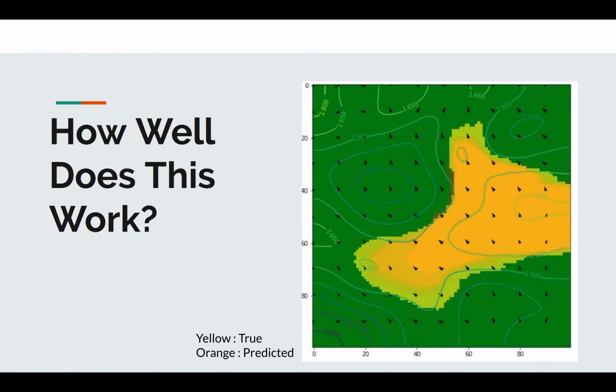So then the question remaining is how well does this work? Visually, some of these solutions perform really well. The yellow colored pixels represent the true spreading pattern, and the orange pixels represent the predicted spreading pattern. You can see that this particular solution underpredicts a little bit, but is overall a pretty good fit. It's spreading in the right direction with relatively the correct rate.